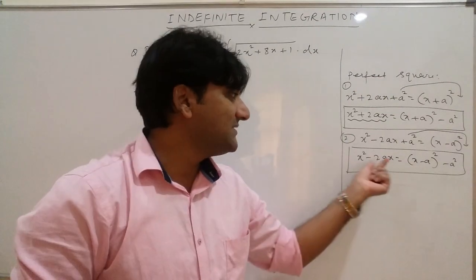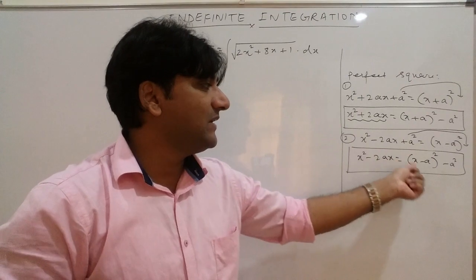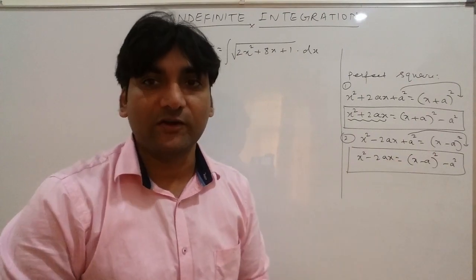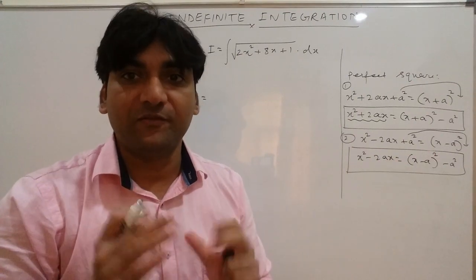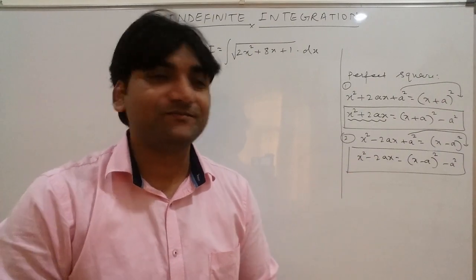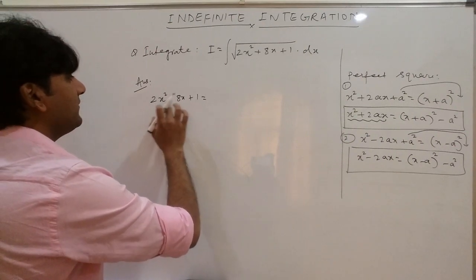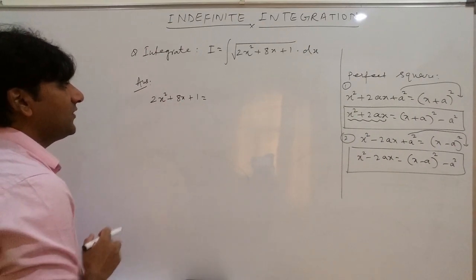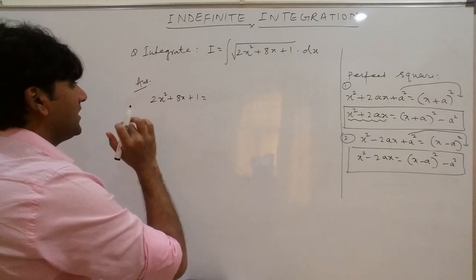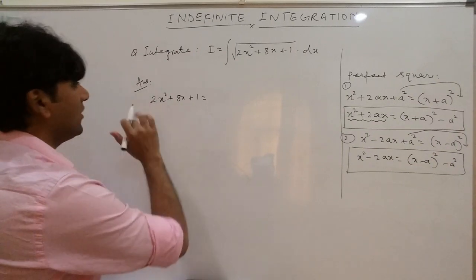And what is the value of this? X square minus 2ax. So again x square minus 2ax would be x minus a whole square minus a square. This is a very, very important concept which you have to use in integration. So now we have 2x square plus 8x plus 1. So first of all we have to make the x square coefficient 1. So you should take 2 common.